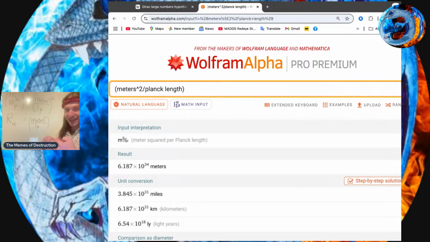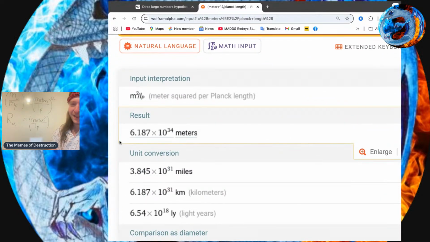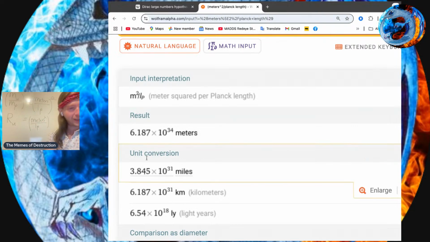The sheer efficiency of it: you can just go into a notebook, and you have like an Excel spreadsheet. You go through, you do this, you do that. It can make researching a lot faster. Okay, so what do we get when we do that? We get like 6 times 10 to the 34 meters. That's ginormous. So what's it relative to?